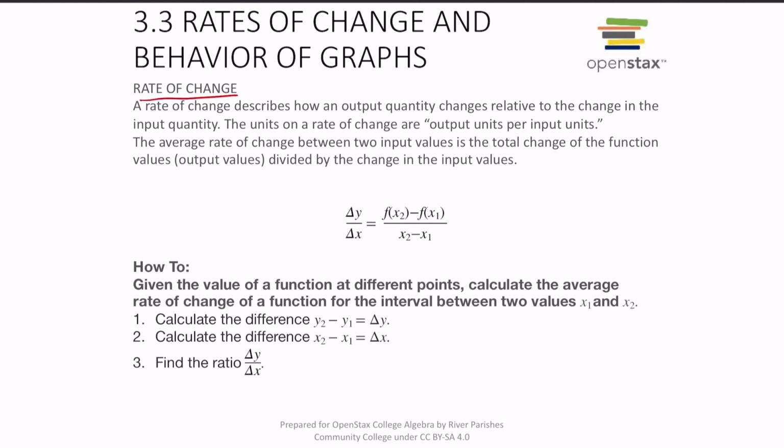So what is rate of change? Rate of change describes how an output quantity changes relative to the change in the input quantity. The unit of rate of change is output units per input units. The average rate of change between two input values is the total change of the function values divided by the total change in the input values. We call it delta y by delta x, which is f of x2 minus f of x1 over x2 minus x1. So the first thing we do is calculate y2 minus y1. Second, we calculate x2 minus x1, and then we calculate the ratio of those two values.